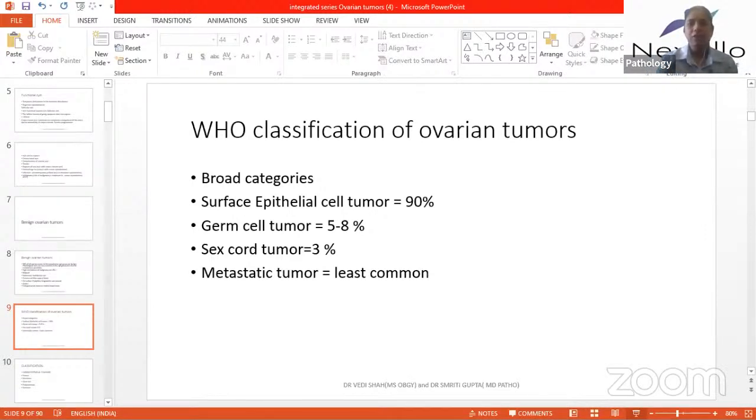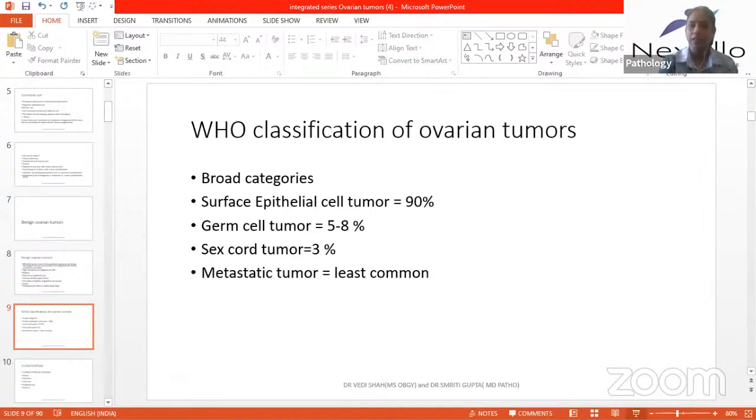So we'll start with the WHO classification. Now, as Dr. Vedi already mentioned, we have benign and then borderline and malignant tumors. In the broad categories, ovarian tumors can arise from any part of the ovary. If it arises from the epithelium or the lining surface of the ovary, they fall under the surface epithelial tumors, which form a majority chunk of the ovarian tumors, about 90%.